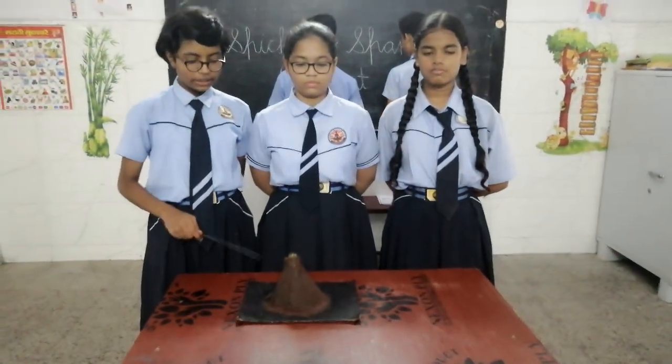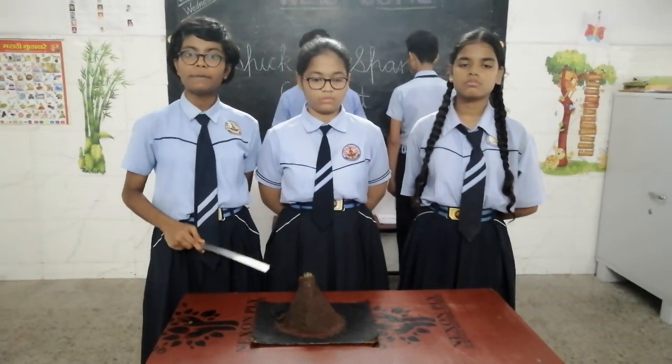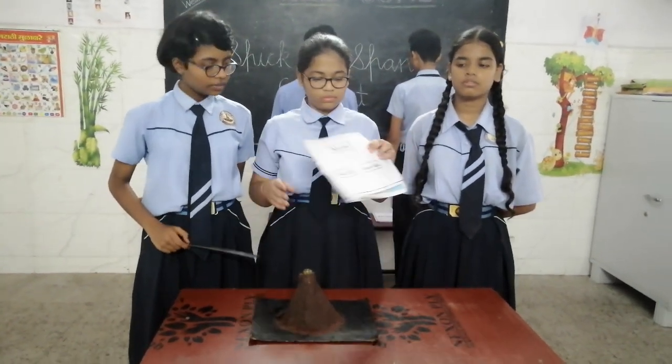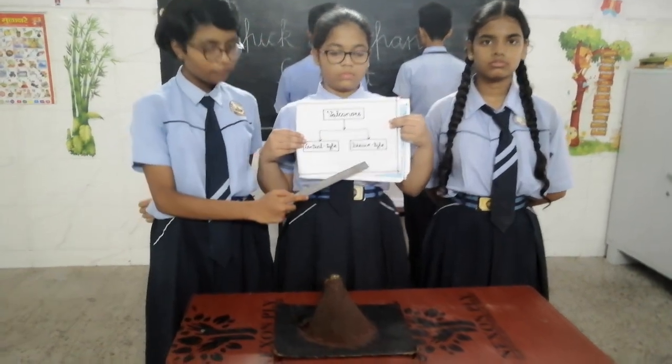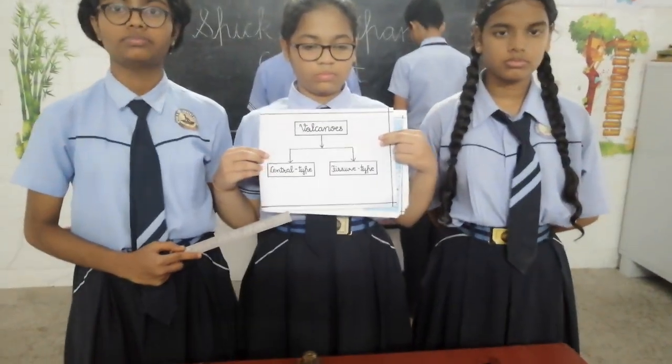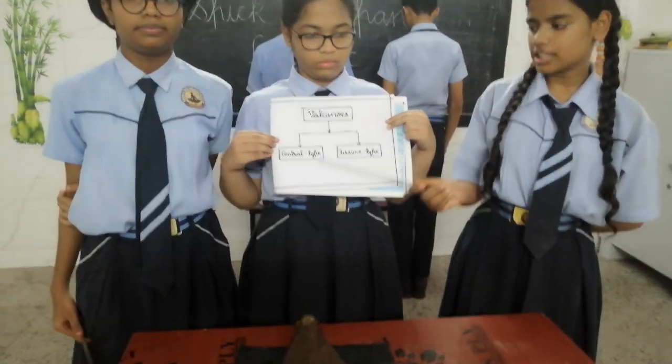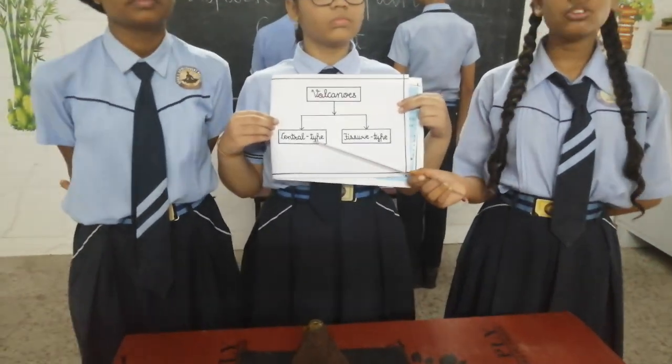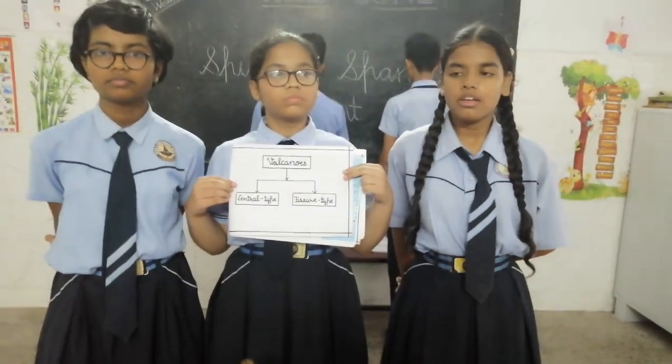On the basis of this eruption, volcanoes can be divided into two types. One is the fissure type volcano and the second is the central type volcano. So now let us learn about the central type volcano. The central type volcano is also known as a conical volcano.